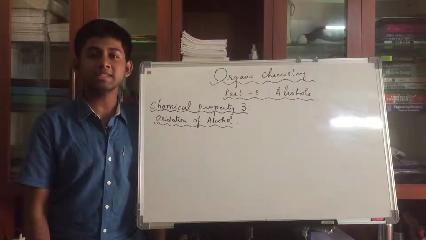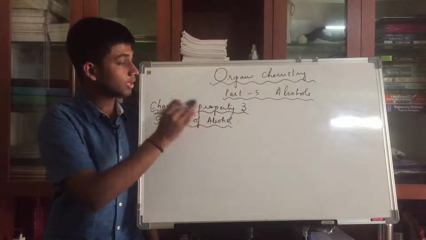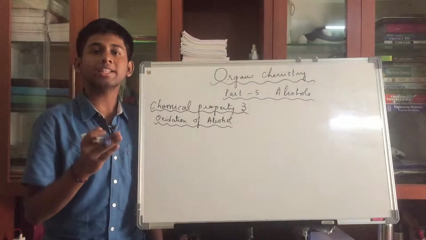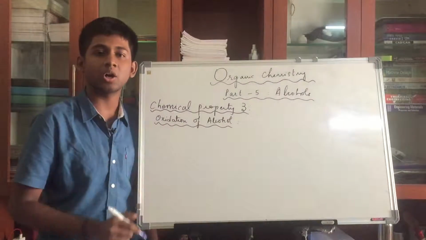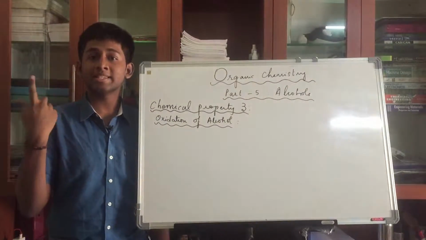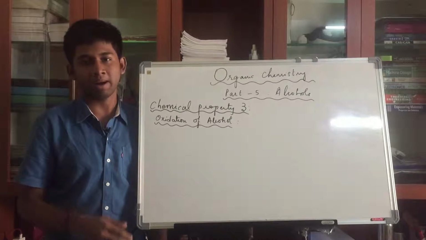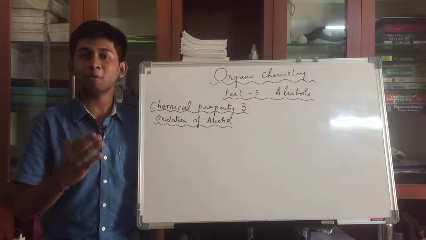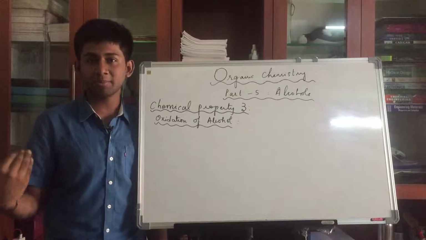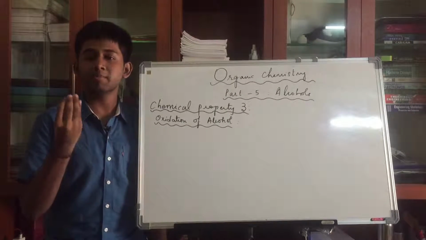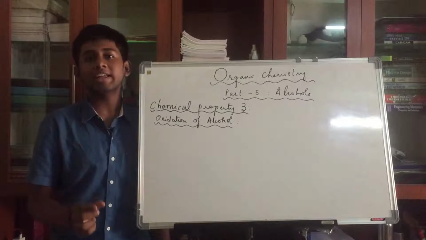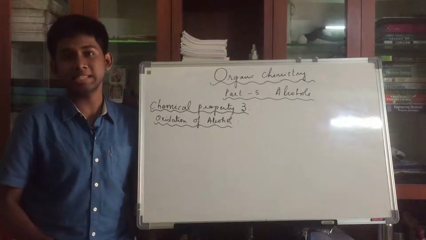So now let's do the next part of organic chemistry, which is the third chemical property. The third chemical property is oxidation of alcohol. You need to revise the property that I explained before in the alkanes part. In the alkanes part, I explained the various oxidation processes and the oxidizing agents that you make use of. Let me give a small recap, so this will be easier for you.